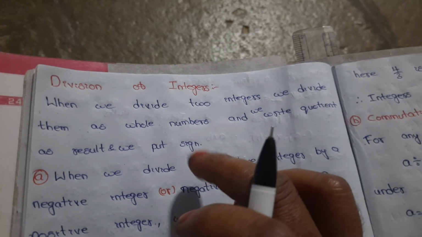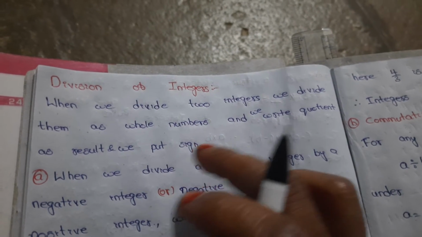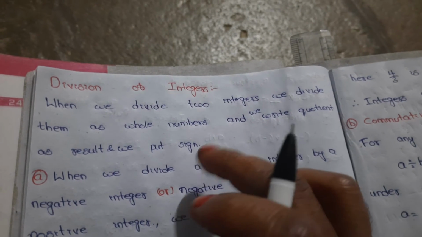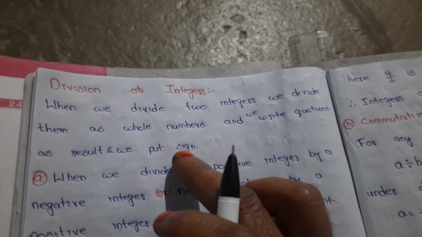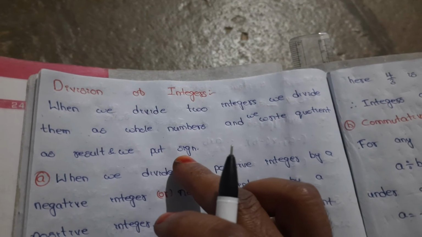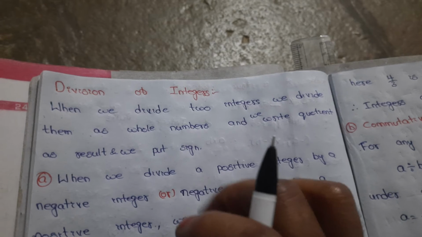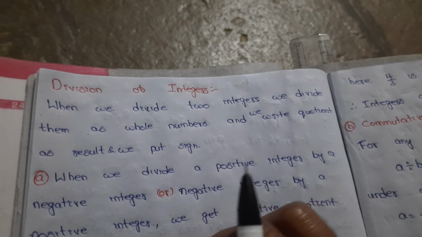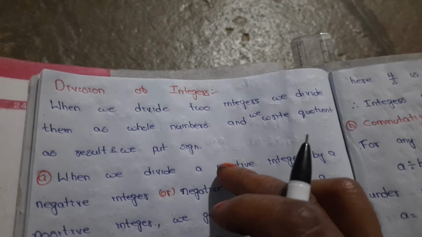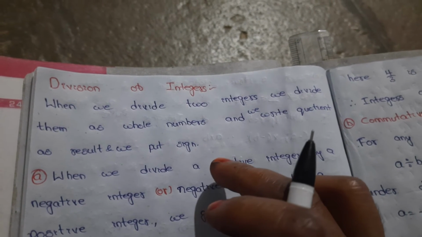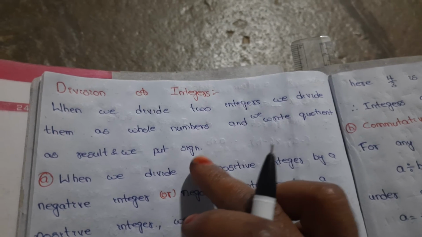Either they may be two positives or two negatives, or one positive and one negative, or one negative and one positive. Depending upon the integers, we put the sign of the result. First, we divide the given two integers as whole numbers and we write the quotient of those two integers as the result, and then we put the sign of that result depending upon the integers we have taken.